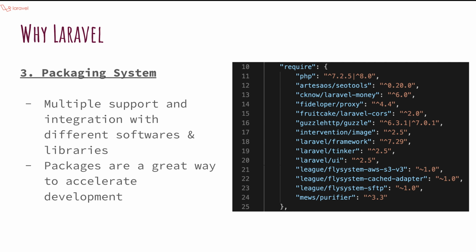Now, next on why you should use the Laravel framework for your web development is the packaging system. Laravel supports and integrates with different software and libraries. For example, if you look at the right screen there, it integrates with Amazon Web Services easily. So in case you want that on your platform, when a user uploads an image, it should save it on an Amazon Web Services S3 bucket. You can easily integrate with it there.